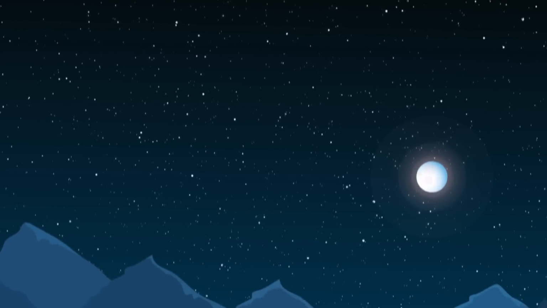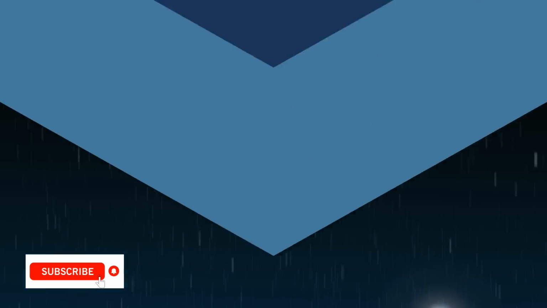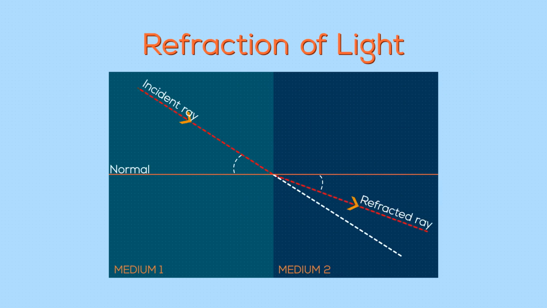Did you know that stars don't really twinkle? They just seem to twinkle. This happens because of a phenomenon called refraction of light. Refraction is the bending of light when it passes from one medium to another.